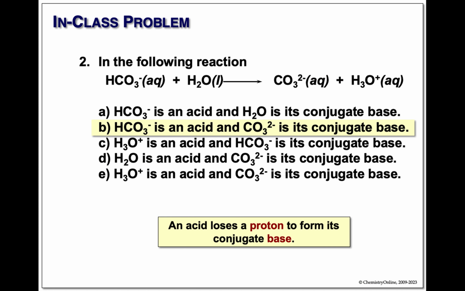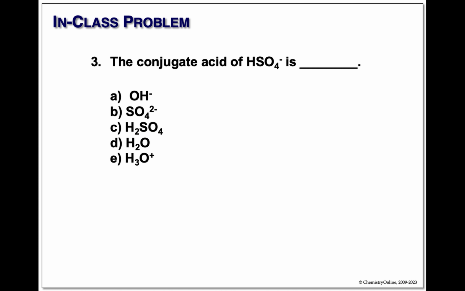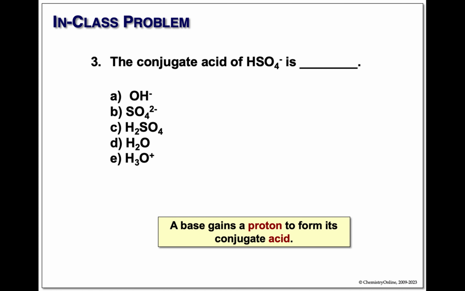Simple one here. The conjugate acid of hydrogen sulfate is what? Conjugate base is formed when the acid loses a proton. The base gains a proton to give its conjugate acid. So we simply take hydrogen sulfate and sulfuric acid is our conjugate. Any questions? All right.